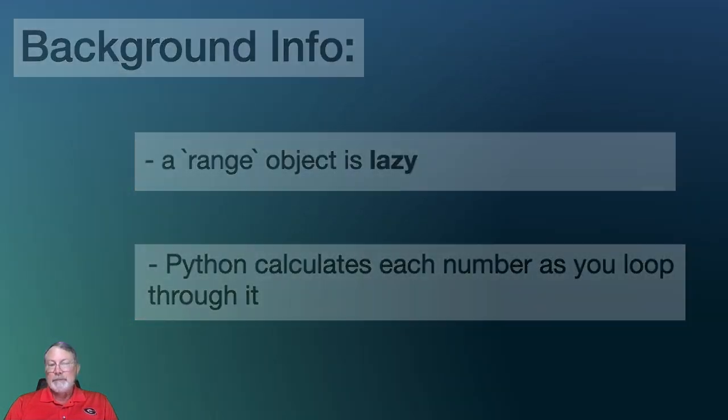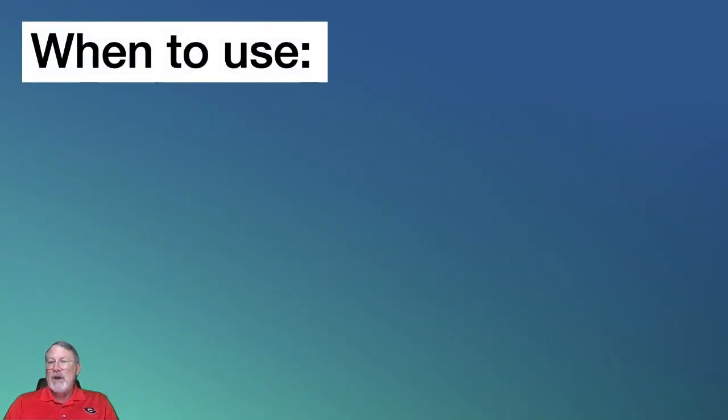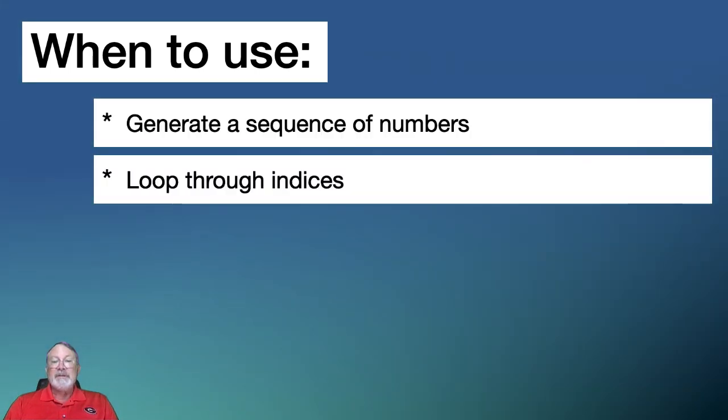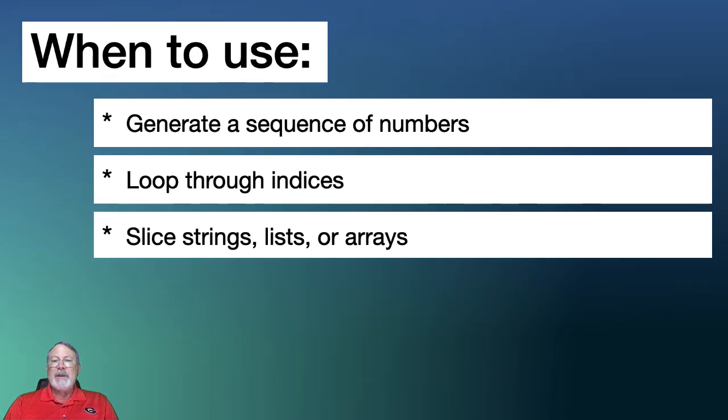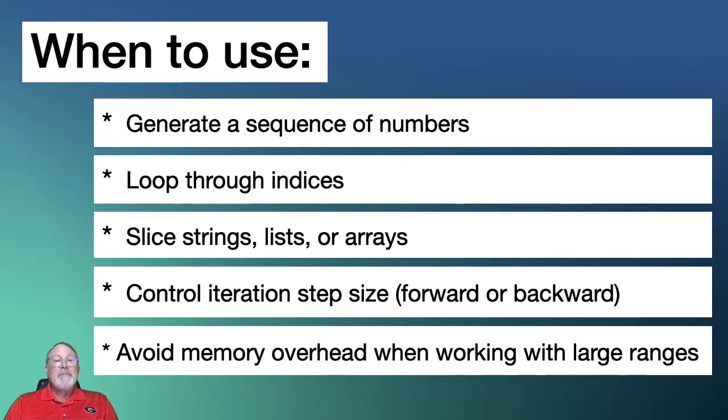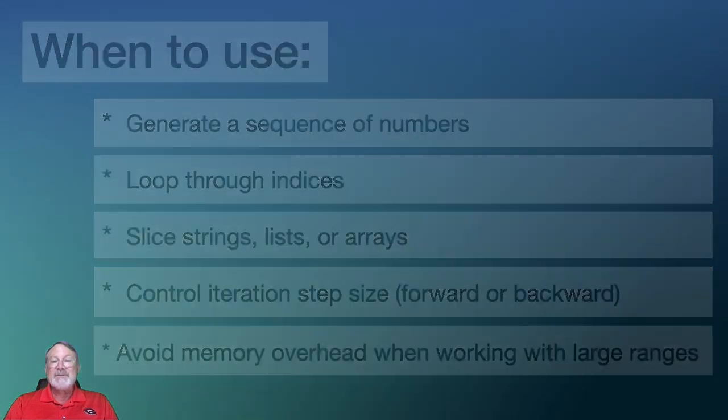This is called a lazy iterable, meaning Python calculates each number as you loop through it, rather than storing everything up front. Range is most often used in for loops, but it's also useful when you need to generate a sequence of numbers, loop through indices, slice strings, lists, or arrays, control iteration step size, either forward or backward, and avoid memory overhead when working with large ranges. You'll see it all over Python code, from basic scripts to complex applications.